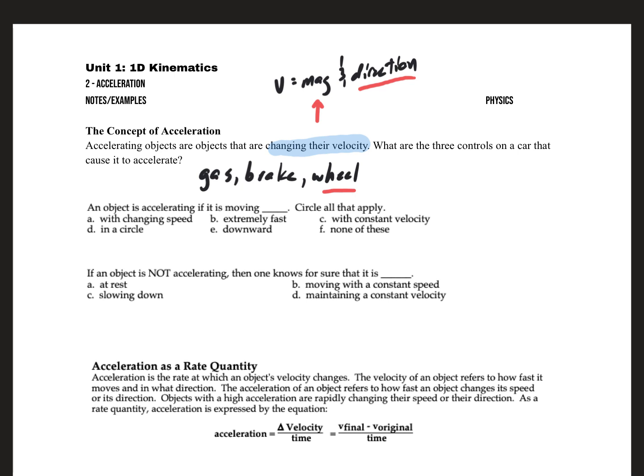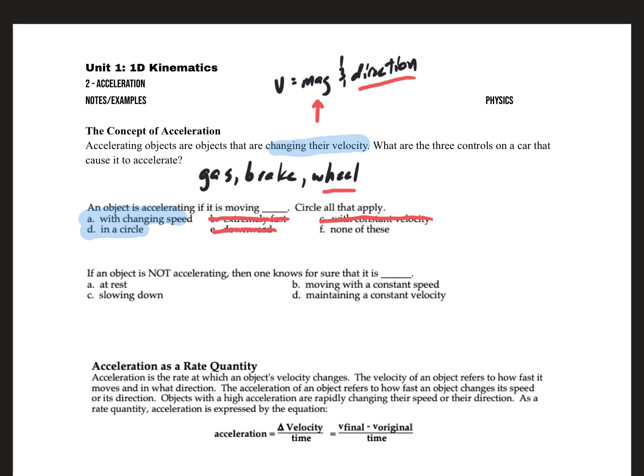So if an object is accelerating, a couple of things are true here. It can be changing its speed, right? It can be moving in a circle. We talked about that a little bit. However, if we take a look at these other ones, just because something is moving extremely fast, that doesn't necessarily mean it's accelerating. Downward, well, we need a little more information than just downward. And if something is accelerating, that means its velocity is changing, so that part definitely doesn't work there.